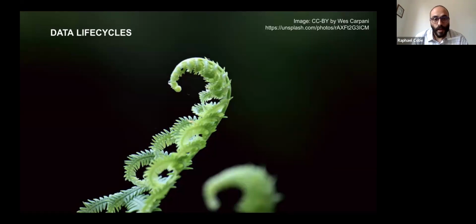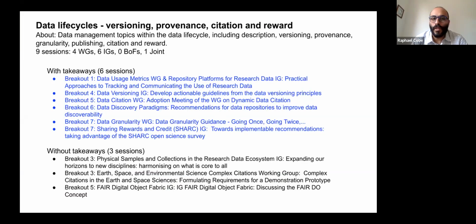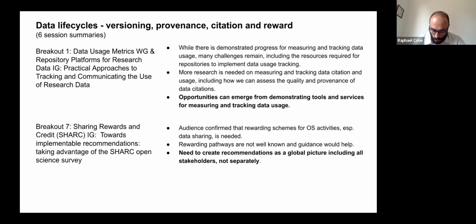But anyway, continuing with the report on the pathways, I'm going to go very quickly. Otherwise, we won't have time for a discussion at the end. The next pathway was the data life cycles that covers versioning, provenance, citation, and reward. In this pathway, we had 9 sessions, 4 working groups, 6 interest groups, and 1 joint session. And we had 6 sessions that reported takeaways. I'm going to go briefly through at least the main points on each of those.